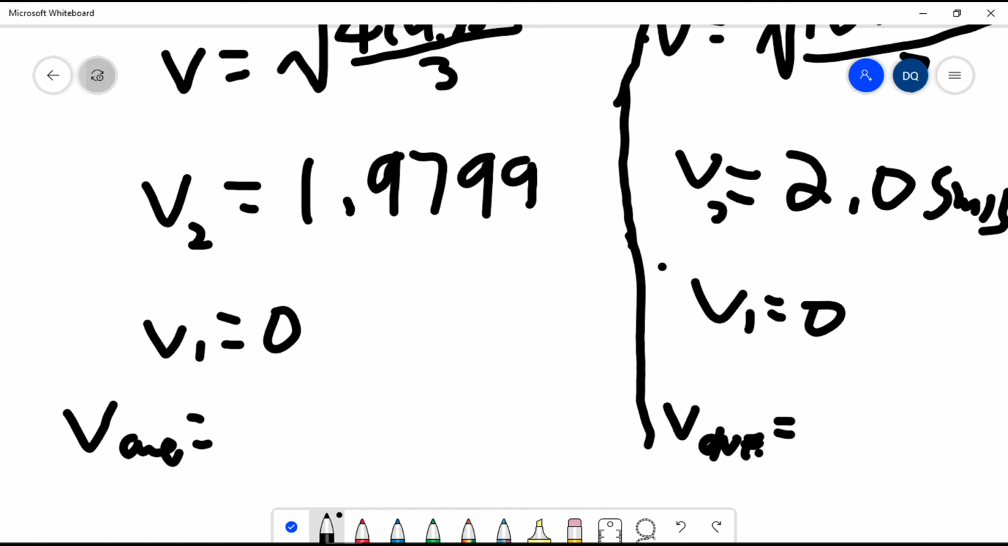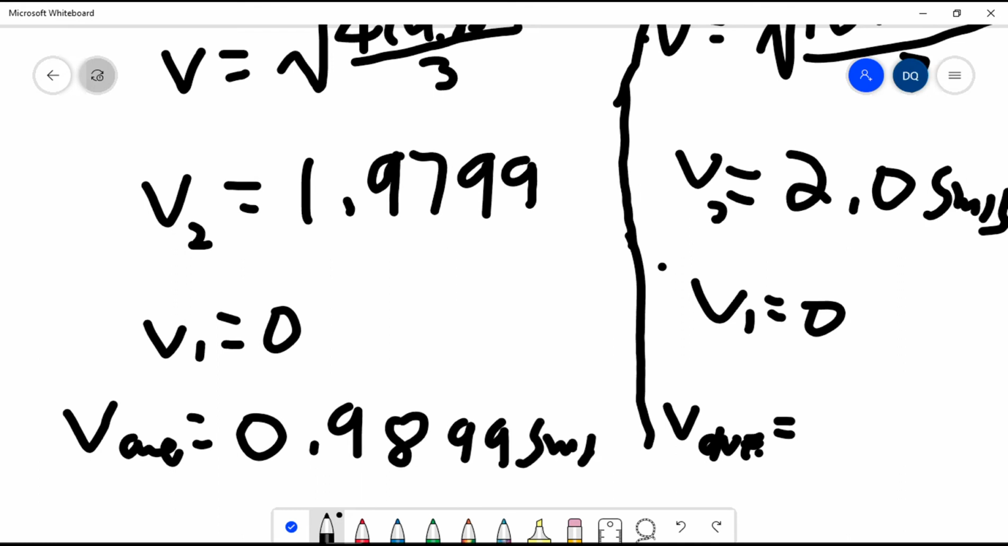So we have an average velocity for the puck of 0.9899 meters per second, and an average velocity for the ball of 1.025 meters per second.